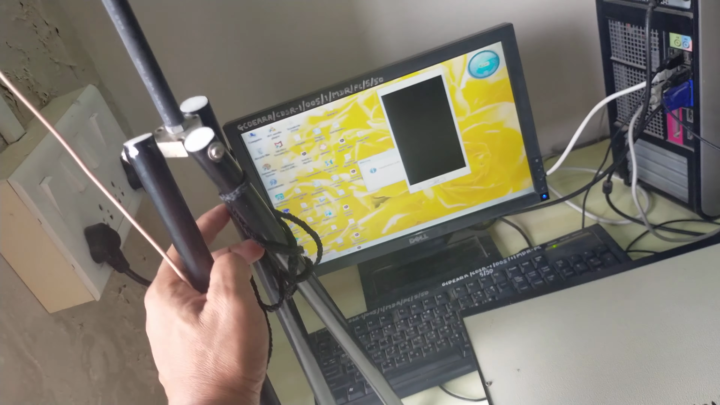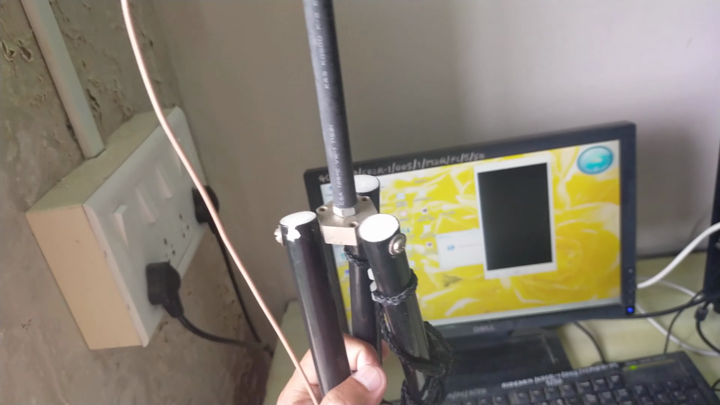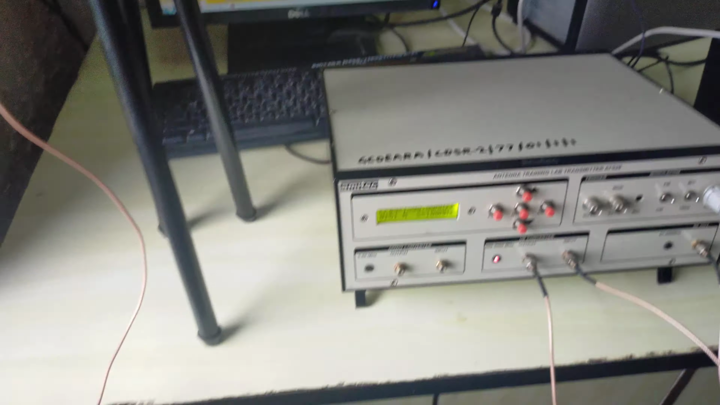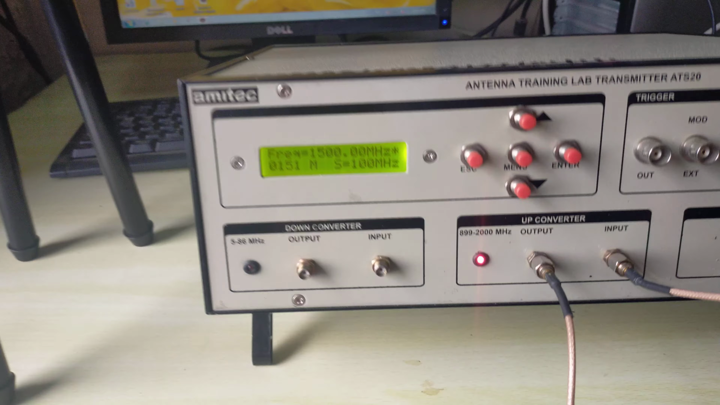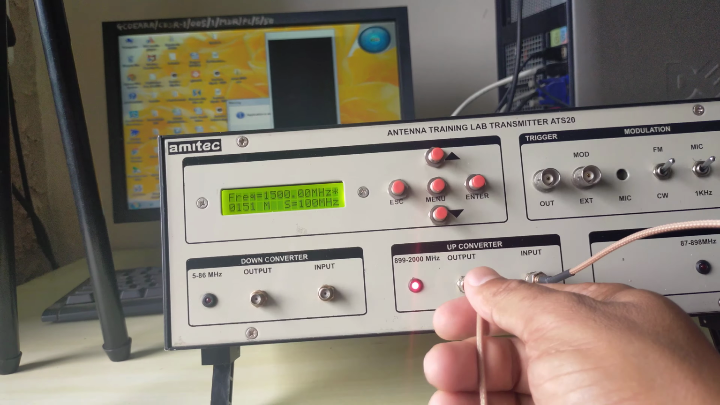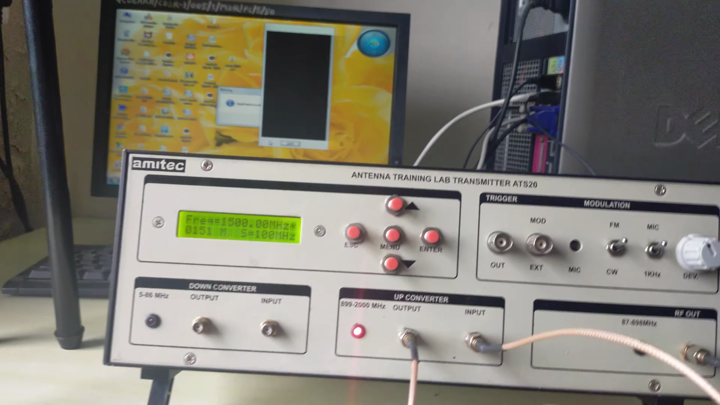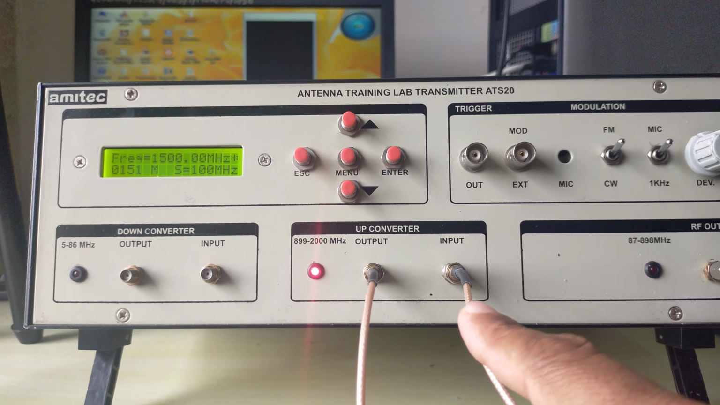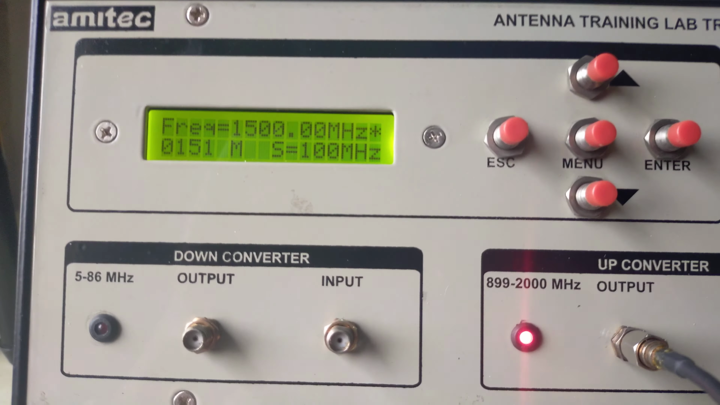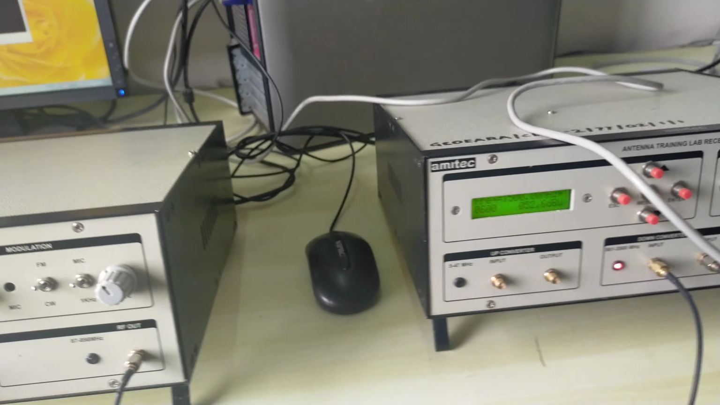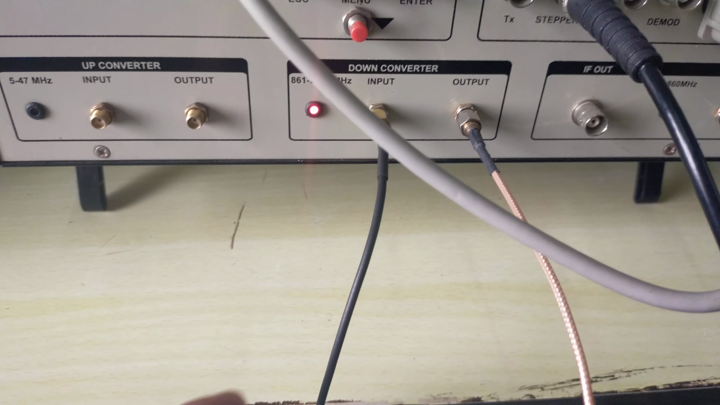This connection goes towards the antenna training transmitter, that is, the output of this transmitter is given to this dipole antenna. Then this RF output of the transmitter is given to the input of the up converter. So these are the connections. Frequency selected is 1500 megahertz. Then next, in the receiver, make connections as in previous practicals.